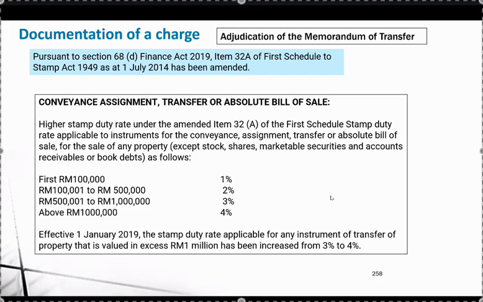So your MOT is how much? The total MOT? 1,000 plus 3,000. 8,000 plus 3,000, correct? Yes, 8 plus 3. 12K. 12K is MOT.